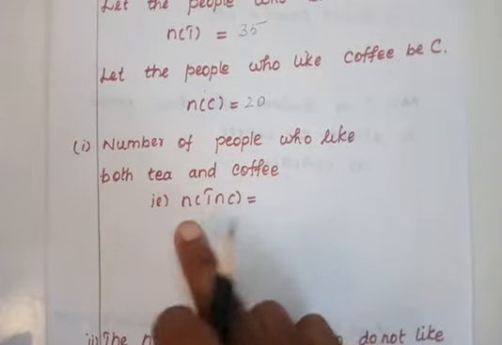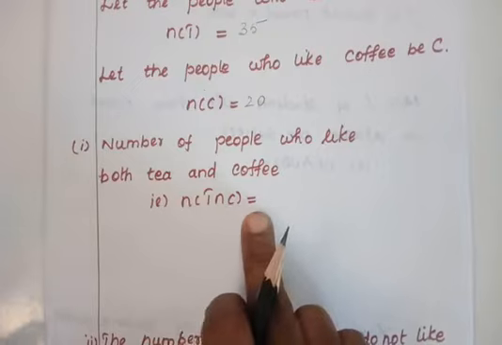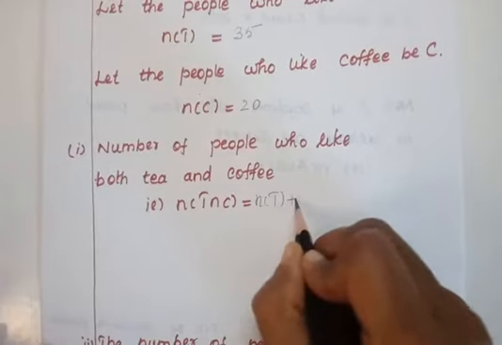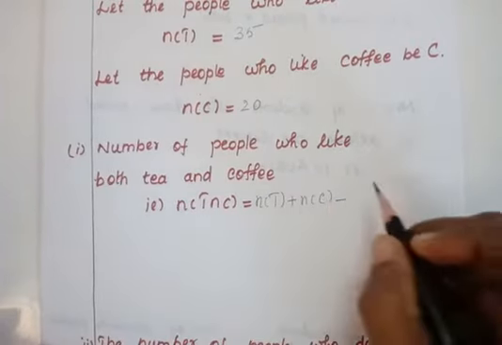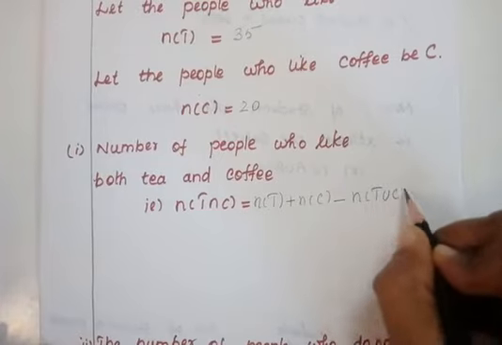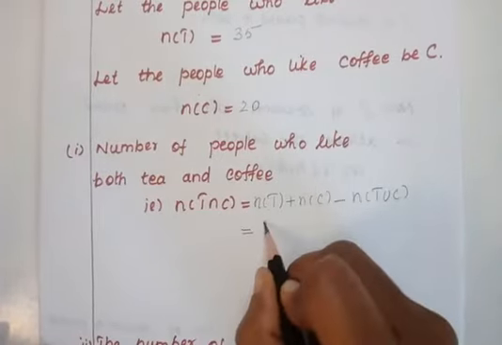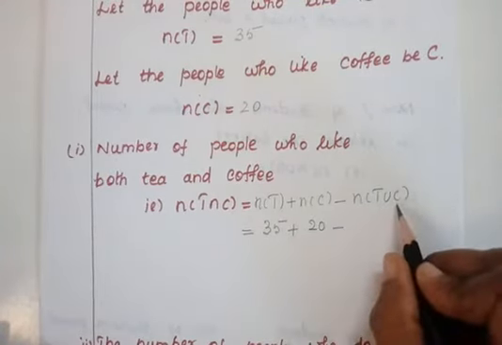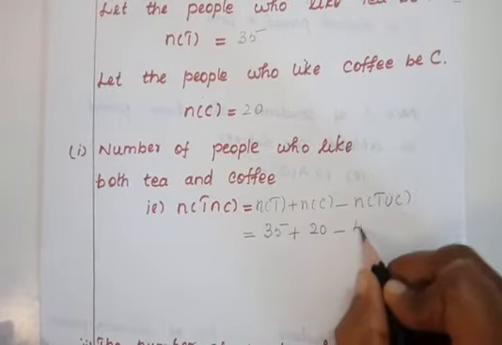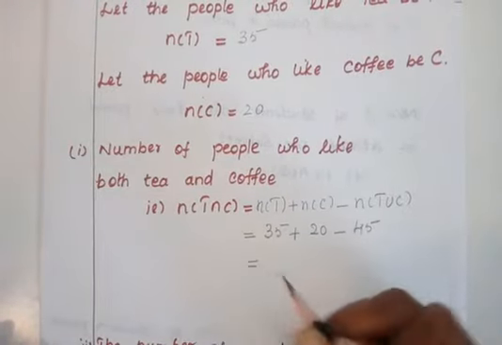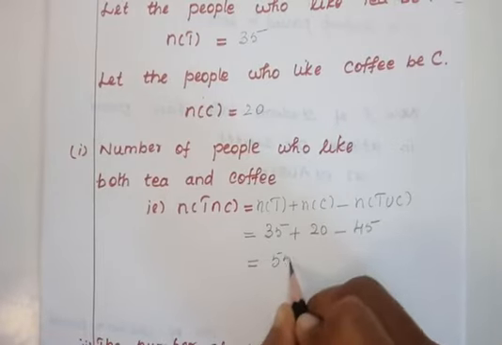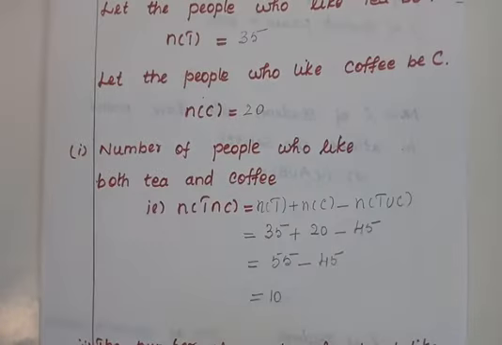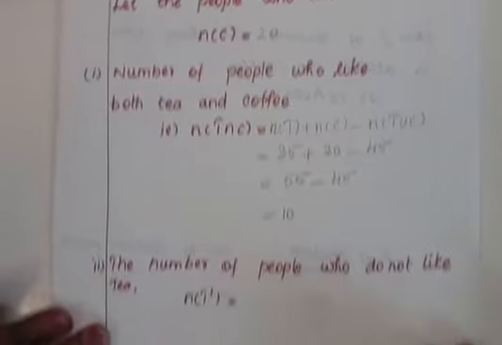First question, find the number of people who like both tea and coffee. Both tea and coffee means you find n(T ∩ C). What is n(T ∩ C)? It is n(T) plus n(C) minus n(T ∪ C). n(T) is 35 plus n(C) is 20 minus n(T ∪ C), which means total people. Total people is 45, so 35 plus 20 is 55, minus 45 equals 10 people. So 10 people like both tea and coffee.